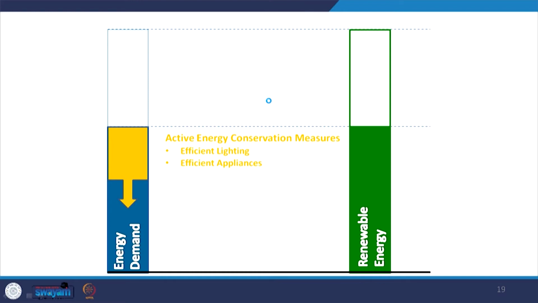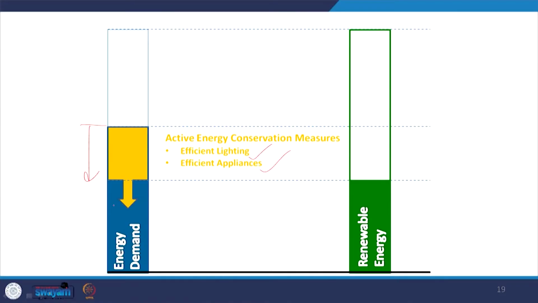Next, we employ the active energy conservation measures, that is by using efficient lighting, efficient appliances, and we reduce our energy demand further. As we go on reducing our energy demand, the equivalent amount of renewable energy which needs to be produced also keeps going down. So, once we have reduced the energy demand substantially, a small amount of renewable energy will need to be produced, and the overall concept and proposition of net zero energy becomes much more feasible.